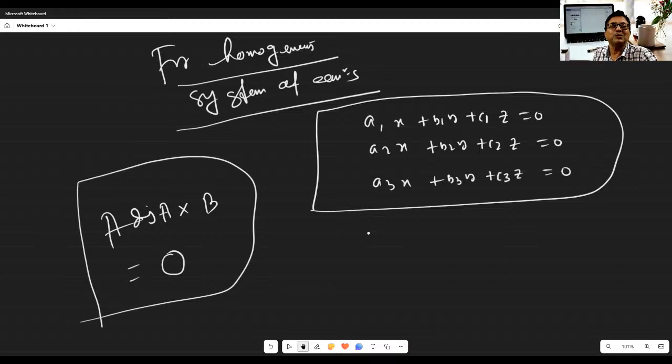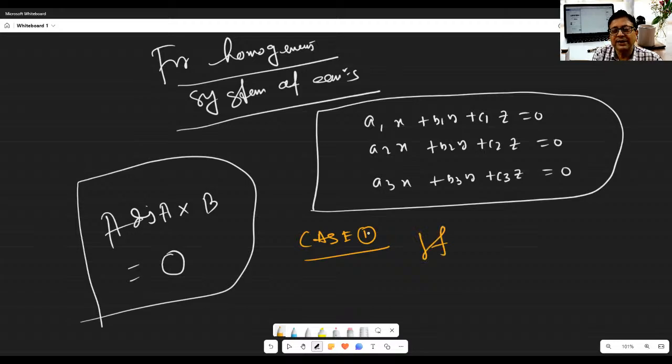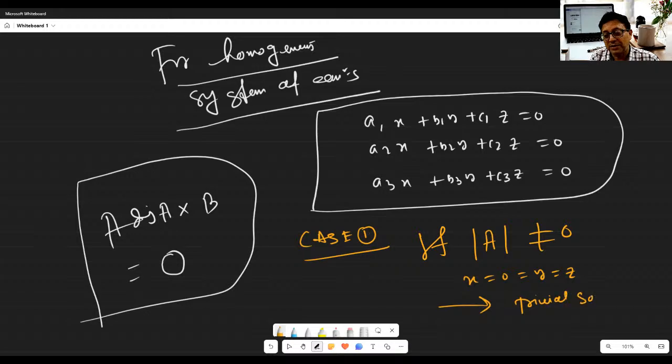What I need to check is whether delta equals 0 or not. First, consider delta not equal to 0. Case 1: if delta is not equal to 0, then x, y, z are all equal to 0. This is the case of the trivial solution. If delta is not equal to 0, go by the matrix method. The right hand side is 0 only, so you will get the trivial solution only.